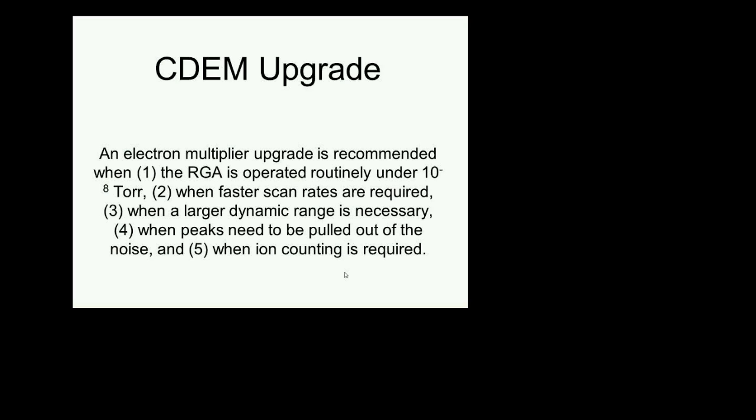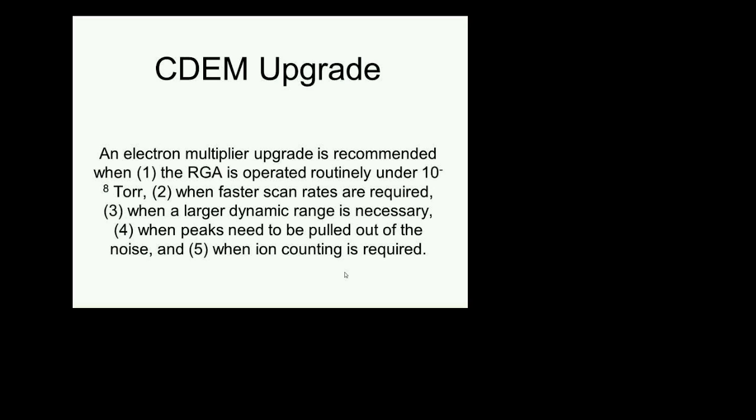In that case, what you can do is say, okay, I'm going to buy with a Faraday cap, and later on you can send it in for an electromultiplier upgrade, and they will retrofit it for you. So, when do I recommend an electromultiplier upgrade? If the RGA is routinely operated below 10 to the minus 8 torr. When you want to operate at the same pressures that you've been operating on, but you want to scan faster. The electromultiplier gives you more signal and allows you to scan a lot faster, needing a lot less averaging.